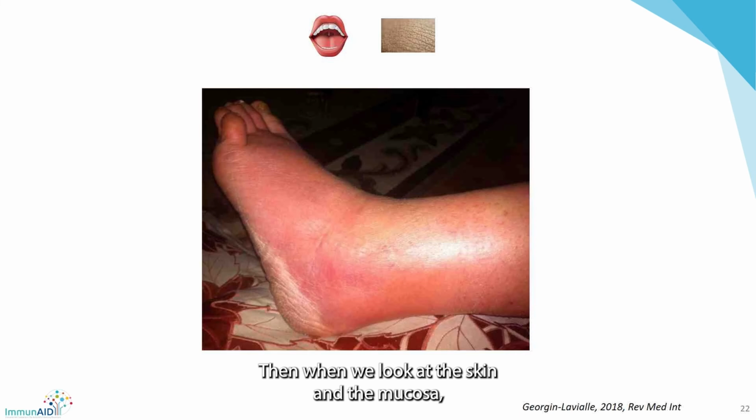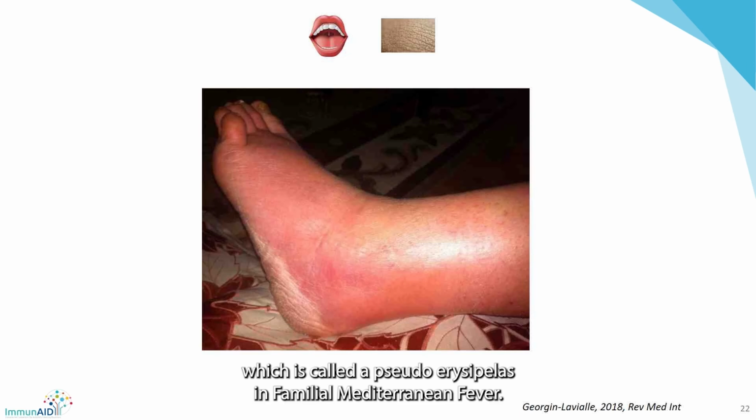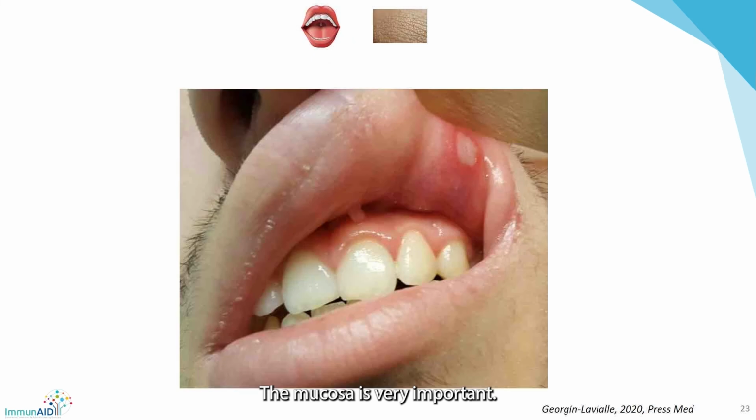Then when we look at the skin and the mucus, the skin is very, very informative. Here you can see erythema of the ankle, which is called pseudoerysipelas in familial Mediterranean fever, but the skin is not the only thing that is interesting. The mucus is very important.